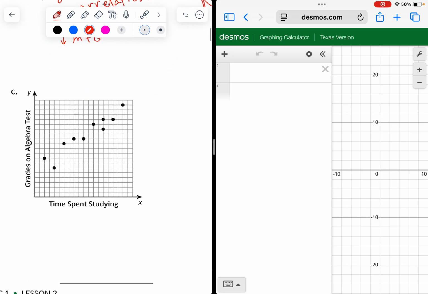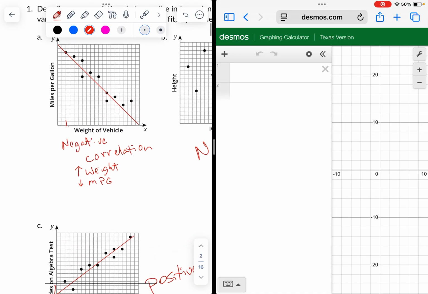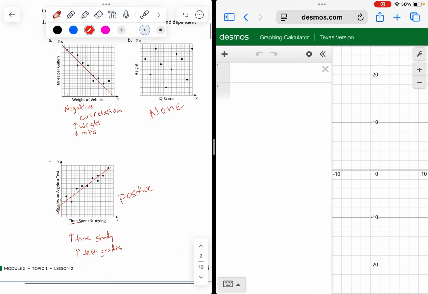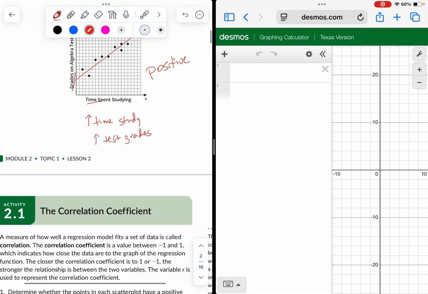Okay, and my last one, it does look like I could draw a line through this data. And let's look at what they're measuring. We're measuring the time spent studying and our grades. Well, one would think that it kind of makes sense that the more time you spend studying, hopefully the higher your test grades would be. So one would think that there probably is a positive correlation. This is a positive relationship. Versus this one up here, again, looks like a negative slope, a negative relationship. So as one gets bigger, one gets smaller. The third one, as one gets bigger, the other one also gets bigger.